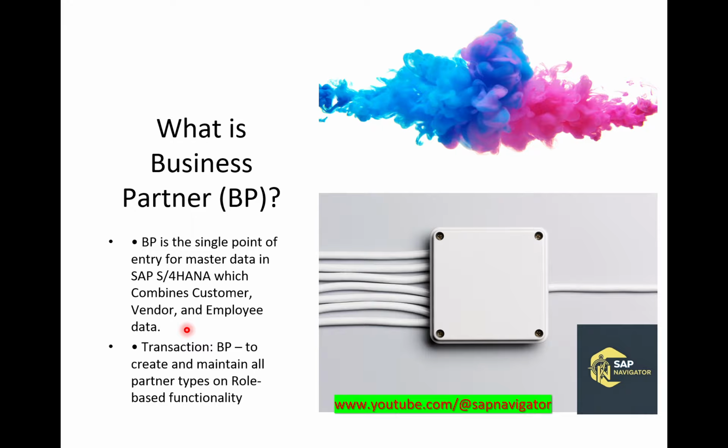So how will we create a BP? There is a transaction in SAP where we create the BP and assign all the relevant roles. Every partner behaves based on the role we assign. Role grouping basically combines all the relevant roles and makes them a group.